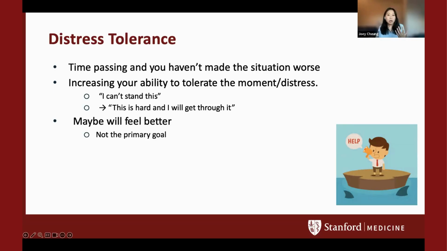A secondary outcome of using distress tolerance skills might be that you end up feeling better, but that truly is not the primary goal. The primary goal of using distress tolerance skills is how to make sure you can get through the moment without making things worse for yourself.